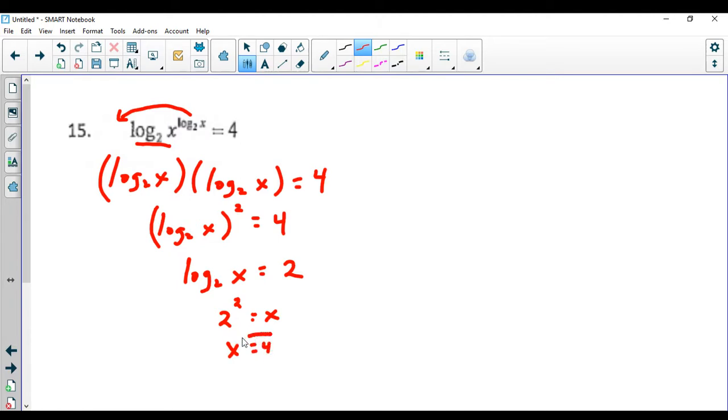So I find out that x is equal to 4. Now you may be asking, when I do that square root, what about the negative? Well, in this case, if I did a negative here, I'm going to have 2 to the negative 2 power, which is okay.